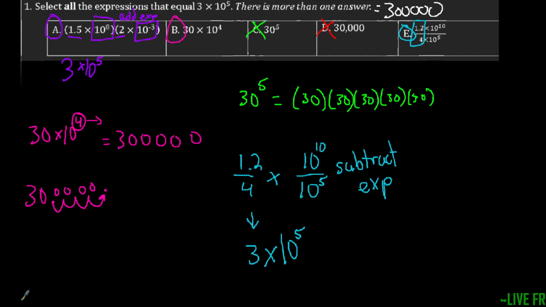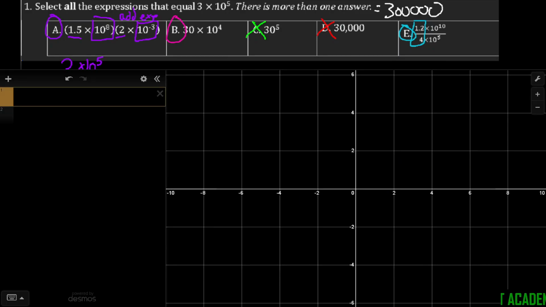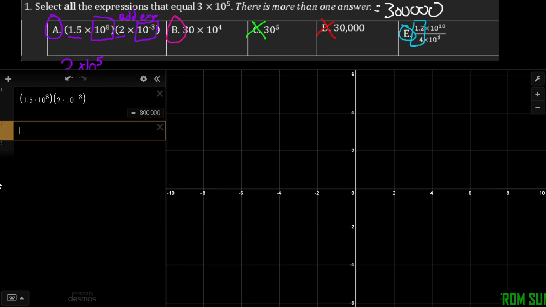Also, make sure you can see how it works on Desmos. Let me pull that up real quick. If I wanted to try these on Desmos, I can type them in like this. I have 1.5 times 10 to the exponent of 8, and I have parentheses, and I have 2 times 10 to the exponent negative 3. As long as we are setting it up exactly as it looks, and we're looking for that 300,000, we have those 5 zeros, then we know we're good.